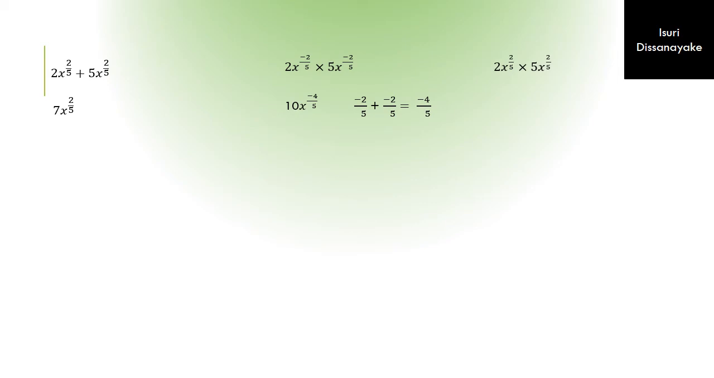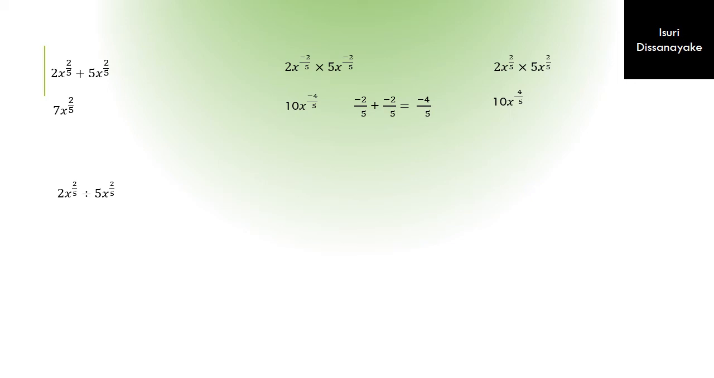Nextly, we are multiplying. So 2 times 5, it's 10. And we know when we multiply, we add the powers. That is, when we add 2 over 5 to 2 over 5, we get 4 over 5.